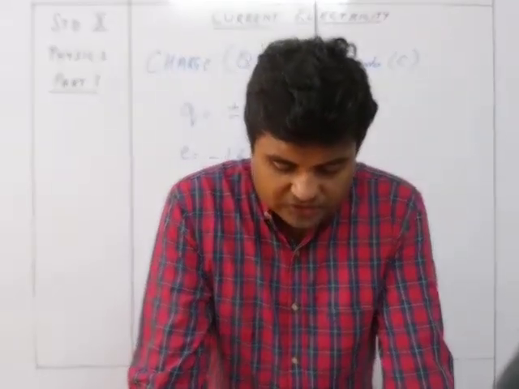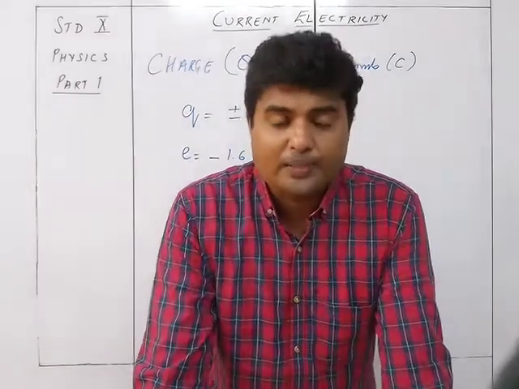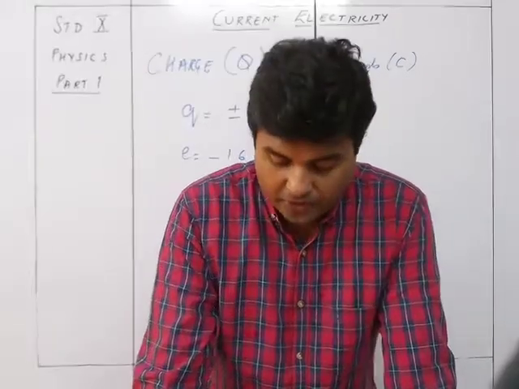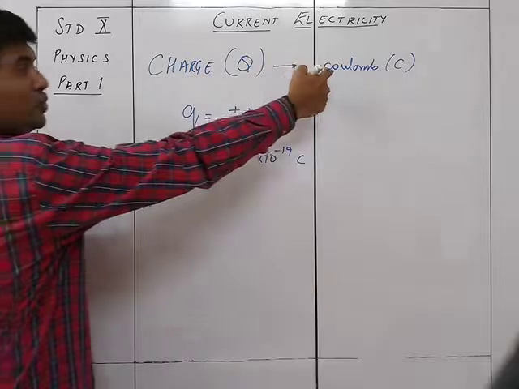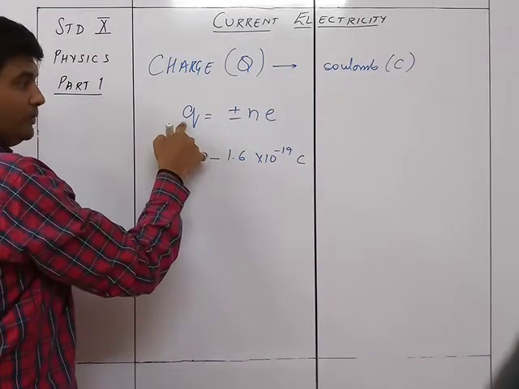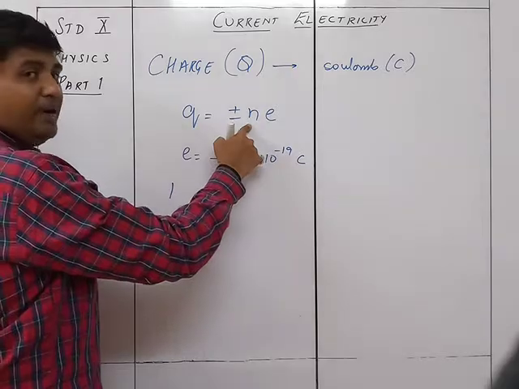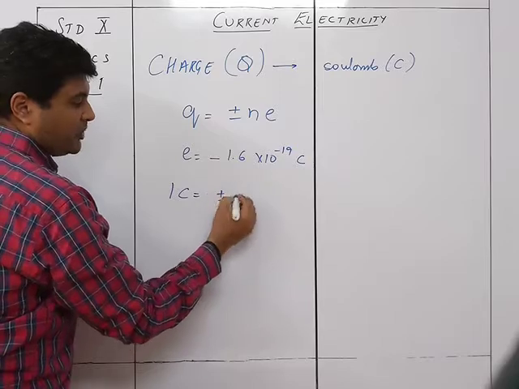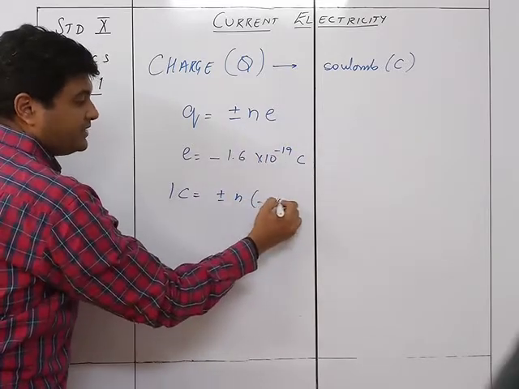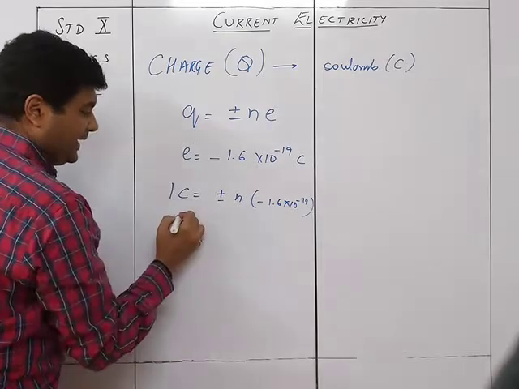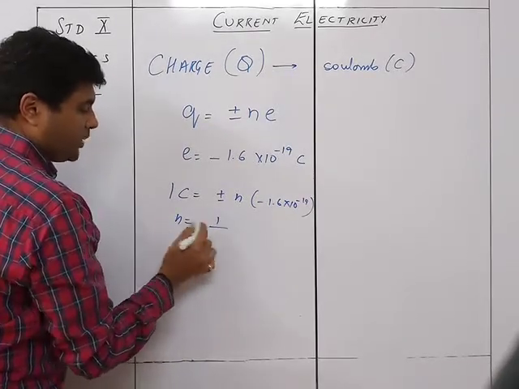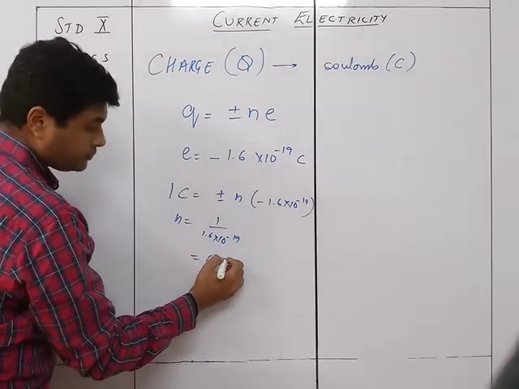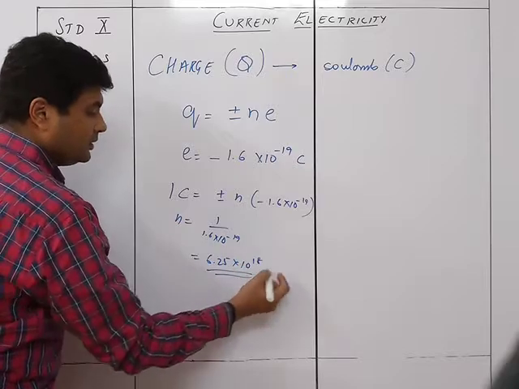So, 1 coulomb of charge means a deficit of 1 upon 1.6 into 10 raised to minus 19, which is 6.25 into 10 raised to 18 electrons. When I say the charge is equal to 1 coulomb, how do we find N? I know that Q is 1 coulomb, and I need to find N, so take Q equals plus or minus N E, with E equal to minus 1.6 into 10 raised to minus 19. Accordingly, N will be equal to 1 upon 1.6 into 10 raised to minus 19, which is 6.25 into 10 raised to 18 electrons.